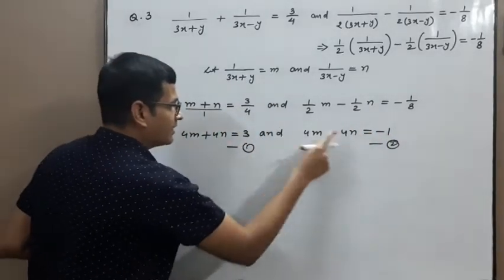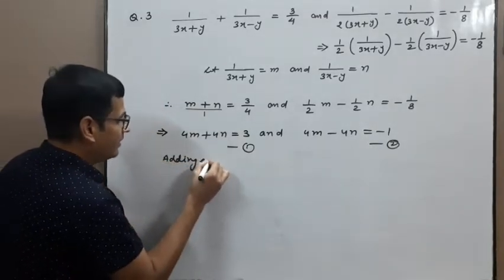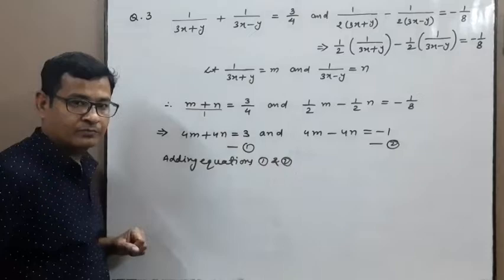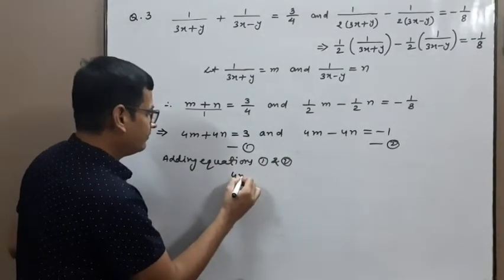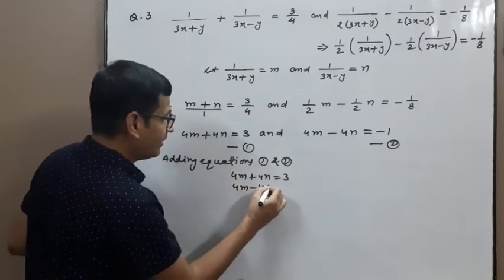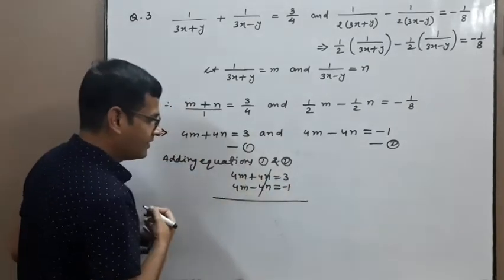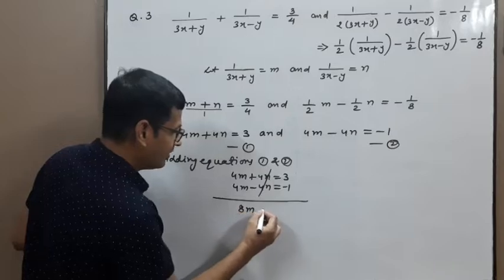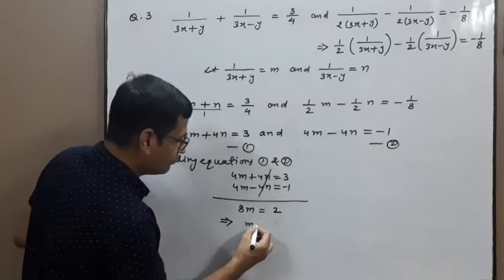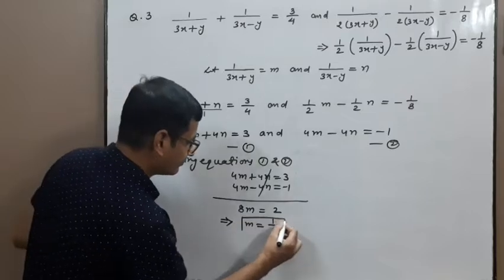Here we have 4n and here minus 4n, means adding equations 1 and 2. 4m plus 4n equal to 3, and 4m minus 4n equal to minus 1. Now add, 4n and 4n cancel. 8m is equal to 2. So m is equal to 2 upon 8, which means 1 upon 4.